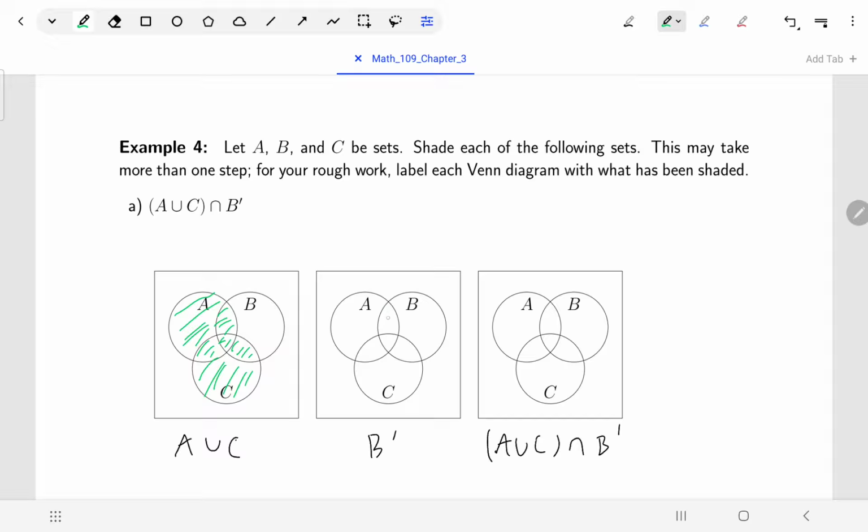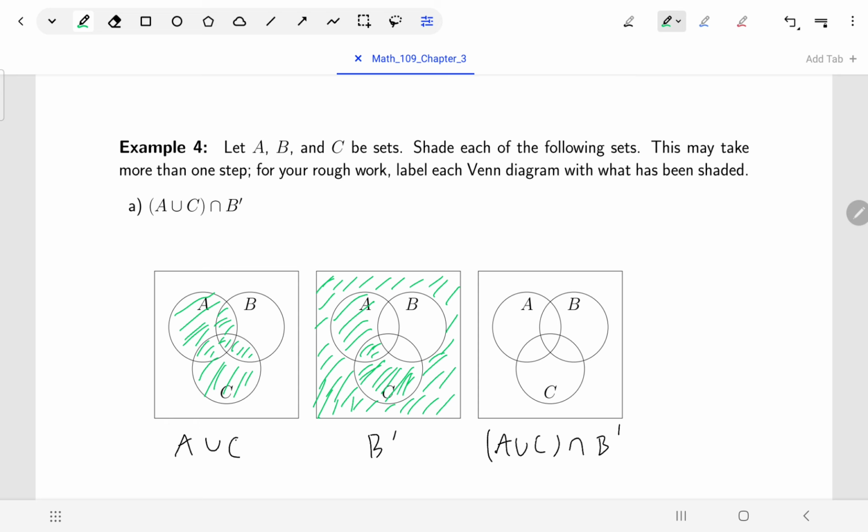B complement. There's 4 things that are part of B, and that means there are 4 things that are not inside of B. So the only inside of A, the only inside of C, the only inside of A and C, and then also the exterior. And there we go, we've shaded B complement.